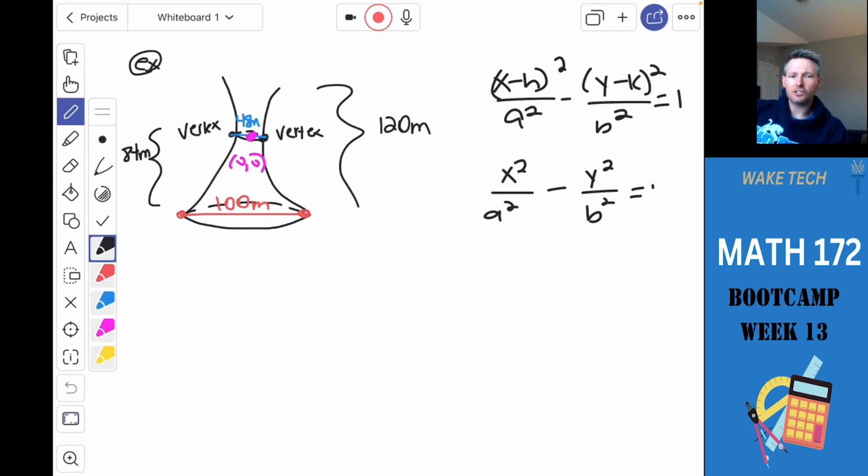The value for a, just like the a value for the ellipse back with the pond, is the distance we travel from the center to get to one of the vertices. Since the distance from one vertex to the other is 48, from the center to a vertex is half of that, which is 24. So our a value is 24. 24 squared is 576.